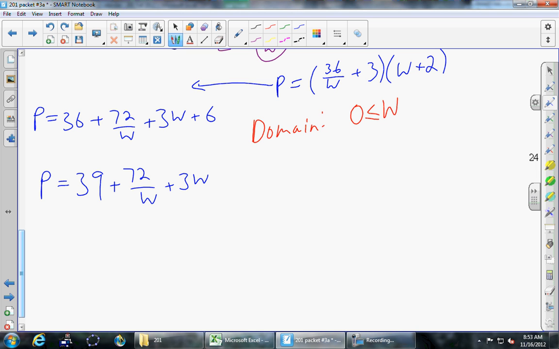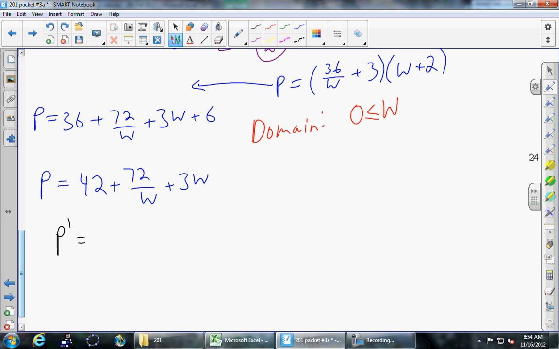I got it by being inept at addition. 42. Thank you. Okay, so we FOIL. Any questions about that? All right, now what do we do that it's in this very nice form? Now we'll take a derivative.